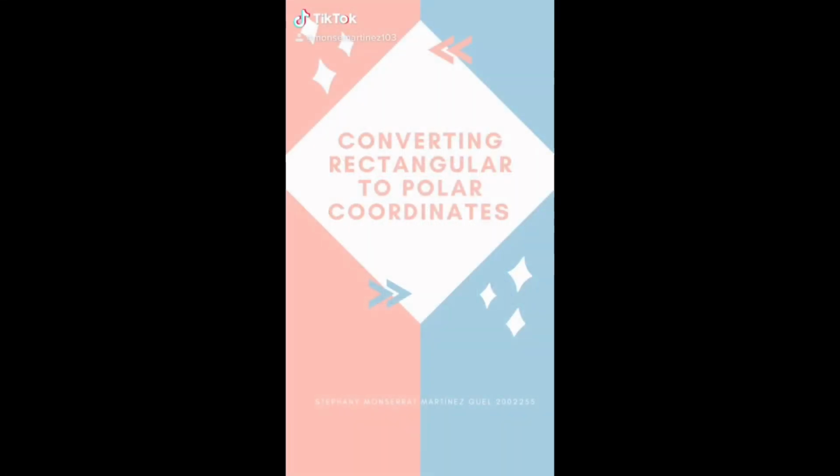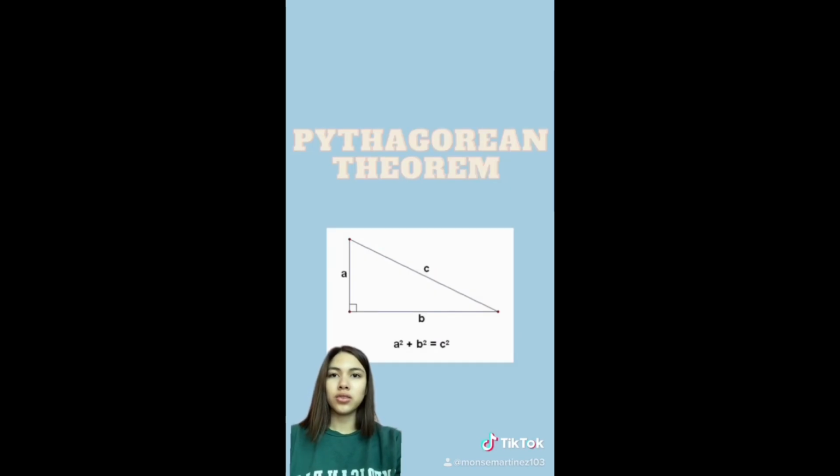Hi, today we're going to see how to convert rectangular to polar coordinates. To transform the coordinates of a vector from rectangular to polar coordinates, we use a widely used mathematical tool in the resolution of right triangles that you probably already know. This is the well-known Pythagorean theorem, which states that the sum of the squares of the lengths of the catheti is equal to the square of the length of the hypotenuse.